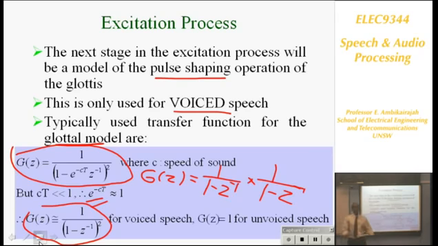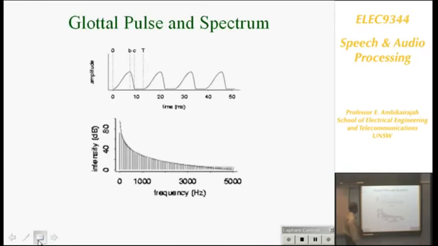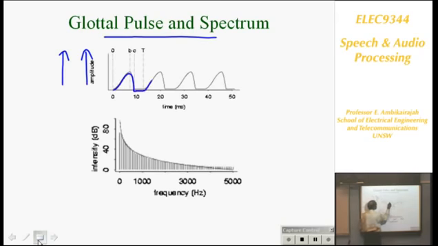So we have got an equation for excitation, and we have got an equation for the glottal model. So we got those two. The next one is the vocal tract model. You will find the glottal pulse after shaping. Originally you got pulses like that. After shaping, they look like this. These are still pulses, but shaped pulses. And the frequency spectrum, when you plot it, is just like that. It decays very quickly. That's the excitation part.